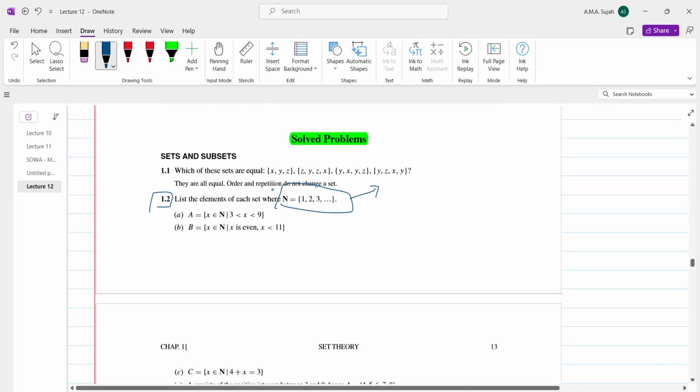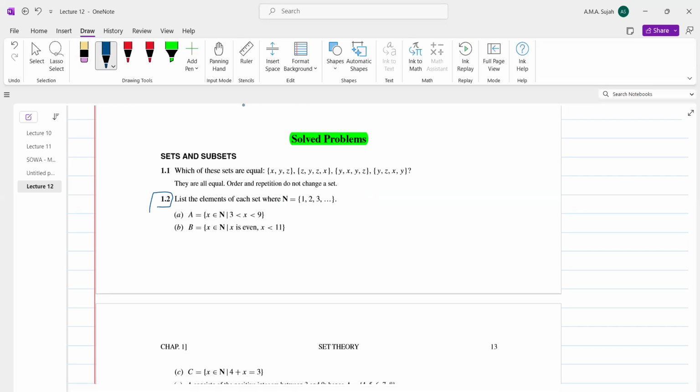This question says list the elements of each set. So you need to be careful about these conditions. n always takes the elements of positive integers. So we need to write the elements of A. Tell me what are the elements suitable for A. A is a set of x, where x is an element of natural numbers, positive integers, such that x is greater than 3 and less than 9.